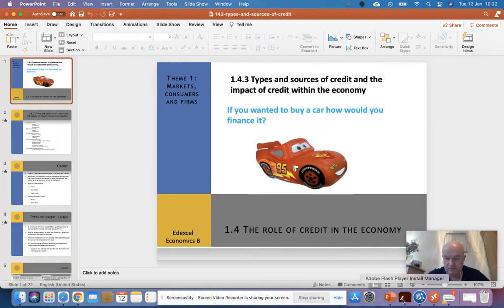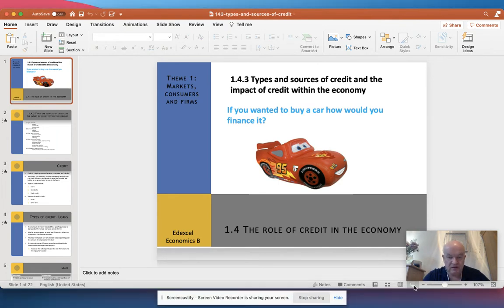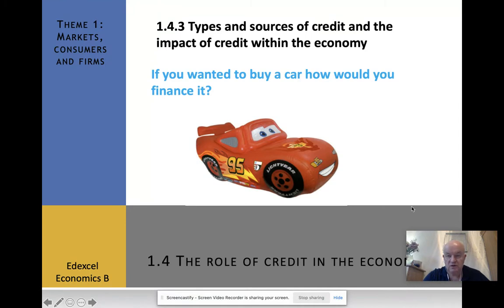So let's take a look at this then. We're basically going to be looking at types and sources of credit and the impact of credit within the economy. So just to pose you a question, I think that's one of the main characters from Cars. I can't remember what his name was. But anyway, if you wanted to buy a car, how are you going to finance it? So there's a question for you to have a little bit of a thought about, okay?